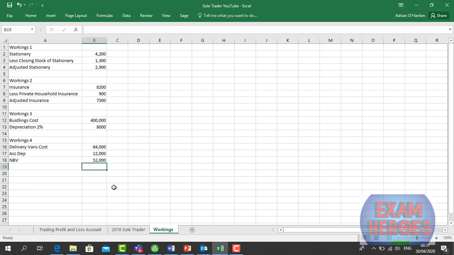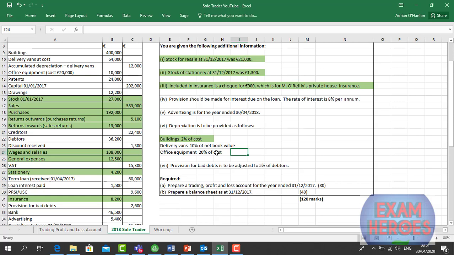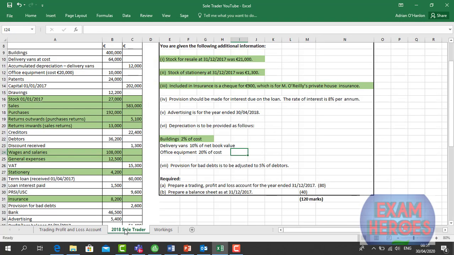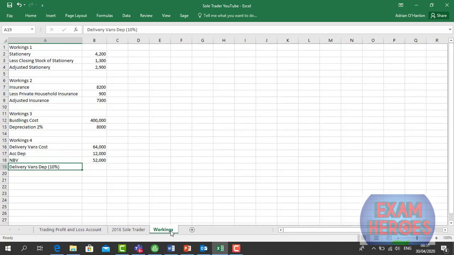So the net book value is 52,000, and what it says is to get 10% of this. So the charge for this year is 10%. Just to check it again. Yeah, 10%. It'll be 5,200. I've done it in my head, but you'll be sure to use your calculator in the exam.